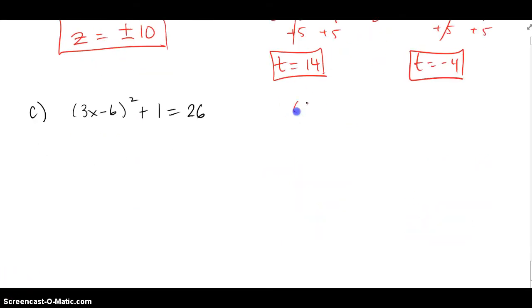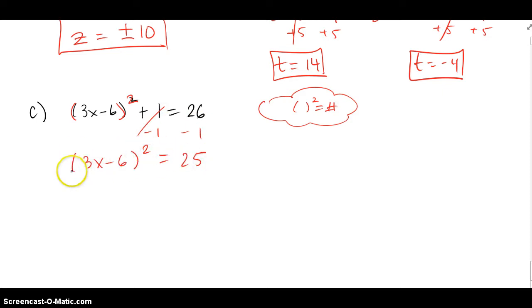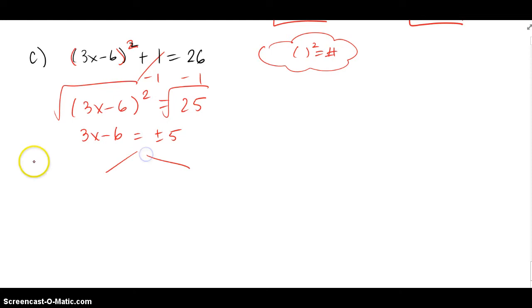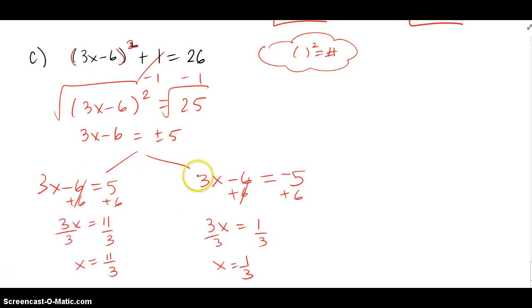Now part C, since I always want this going on, I want to get this guy alone, so I'm going to subtract 1 from both sides. I get (3x minus 6) squared equals 25. Now I'm ready to square root both sides, so I get 3x minus 6 equals plus or minus 5. And that's going to give me two possible equations. 3x minus 6 equals 5, 3x minus 6 equals negative 5, and then I solve each. And in solving both equations, it looks like I get x equals 11 thirds and x equals 1/3.